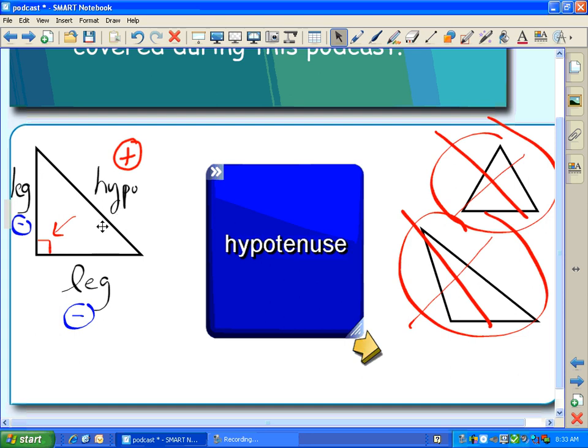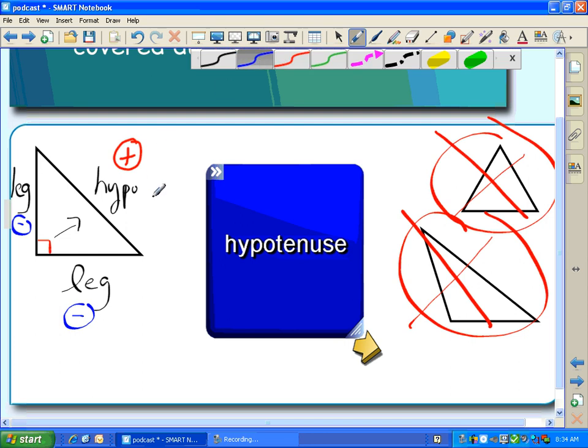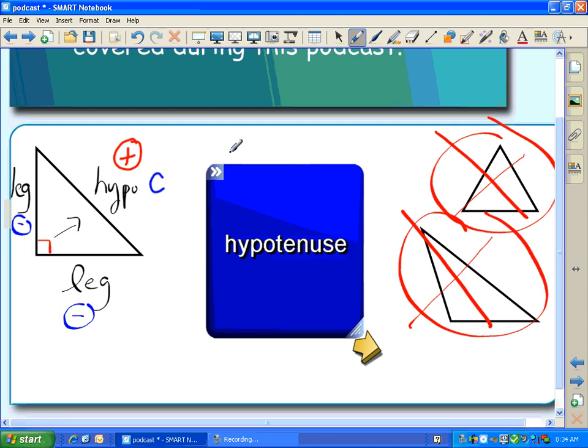The hypotenuse. The hypotenuse is diagonal from your right angle, and the hypotenuse is always the longest side on the triangle. Remember that by definition, you're going to use the variables a, b, and c when using the Pythagorean theorem. And the hypotenuse is always going to be the letter C.